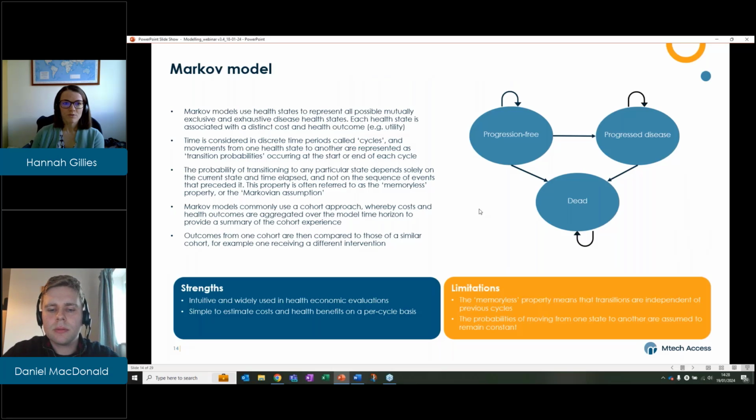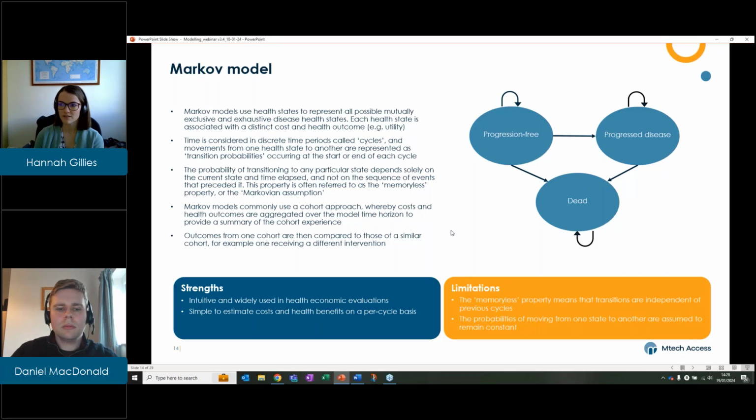Okay, so Markov models use health states to represent all possible mutually exclusive and exhaustive disease health states. Each health state is associated with a distinct cost and health outcome, for example, utility. The time is considered in discrete time periods called cycles, and the movements from one health state to another are represented as transition probabilities, which occur at the start or the end of each cycle.